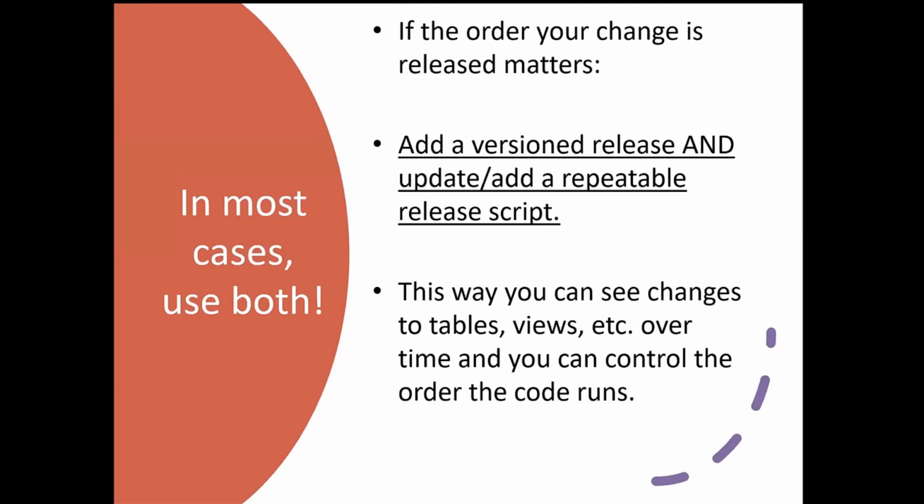But in most cases, you're going to want to use both. If the order your change is released matters, then you have to add a version release and update, and add a repeatable release script as well. This way you can see changes to tables, views, and everything over time, and you control the order the code runs in.